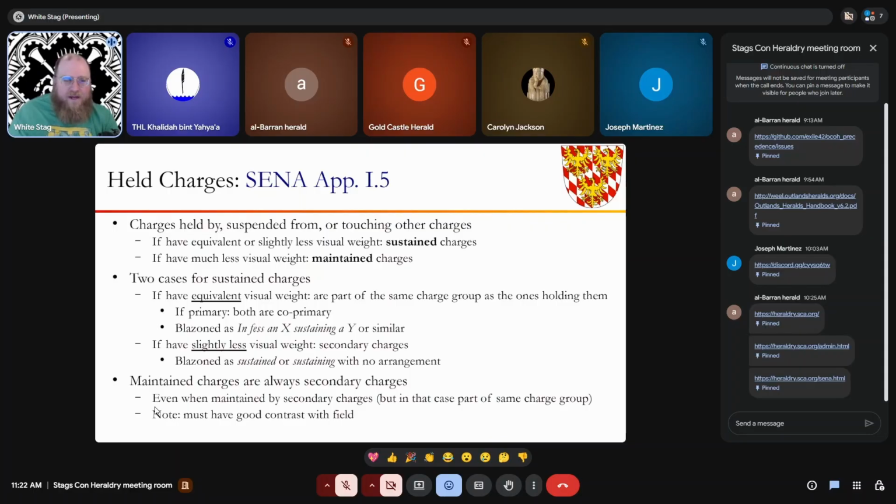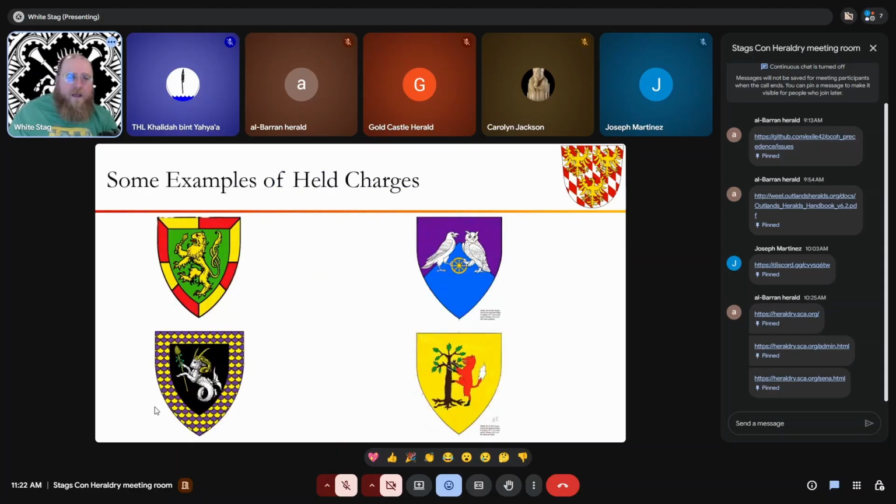I'm really just going to skip to the examples. There are 2 cases here. Feel free to refer back to the slides. I'm going to try and save time by just moving on here. I pulled these from Oscar. Top left, this is a primary lion, which is maintaining a mace. So that is a maintained secondary charge. All maintained charges are secondary.